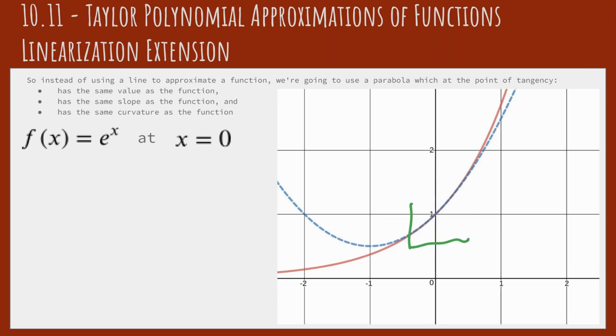Now I can make my window quite a bit bigger, and the function and the approximation, remember the approximation is 1/2 x squared plus x plus 1, are going to be a lot closer to each other in a much larger neighborhood. So this idea here is just expanding linearization to include the curvature of a function in addition to the slope and value of the function.